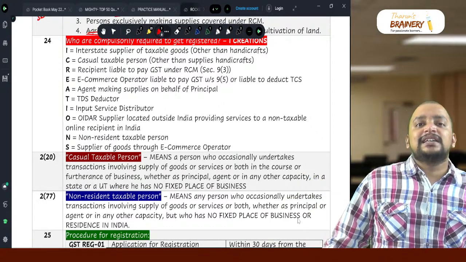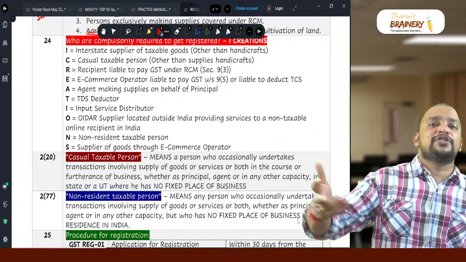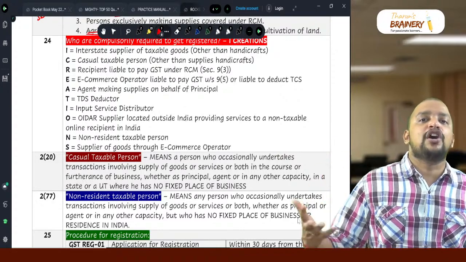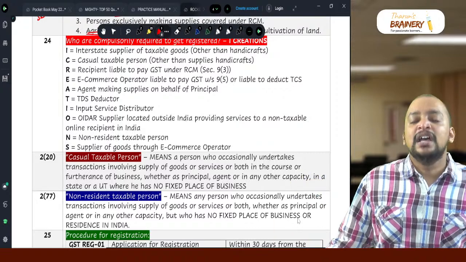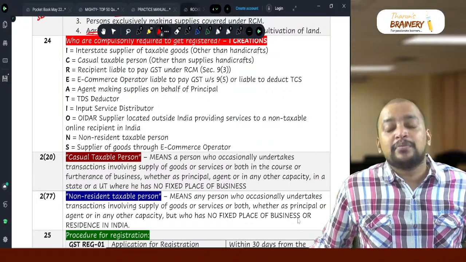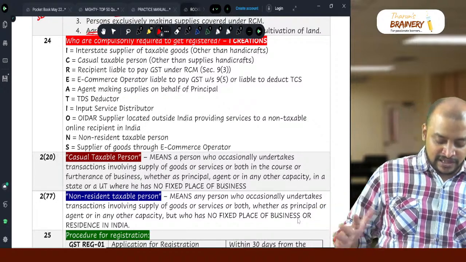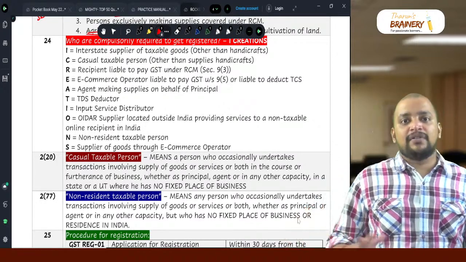And then E is supplier of goods through an e-commerce operator, not supplier of services. Suppose I want to sell any goods through an e-commerce operator, Flipkart or Amazon, I need to compulsorily get registered. But a supplier of services through an e-commerce operator is not compulsorily required to get registered. So these are the cases that we have.